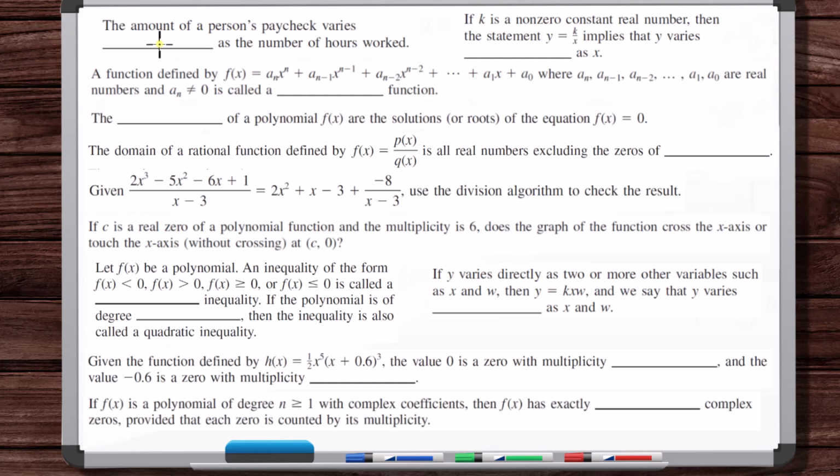Okay. The amount of a person's paycheck varies what as the number of hours worked? So this is a variation question. Does it vary directly or inversely, or maybe jointly? Well, as the number of hours worked goes up, the dollar amount of the paycheck also goes up. So it's a direct variation.